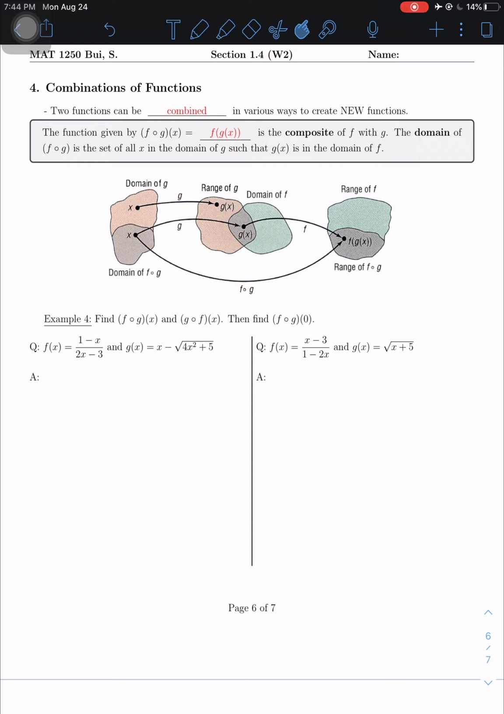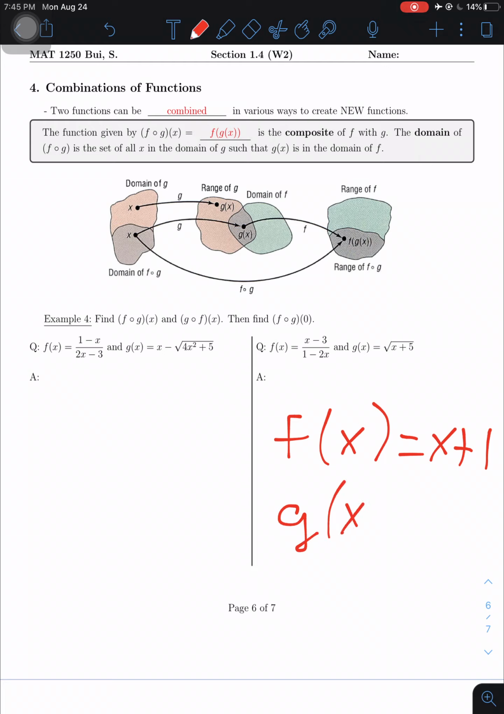Two functions can be combined in various ways to create new functions. For example, if I give you the first function, say something easy like, I don't know, x plus 1. And the second function, if I want to call it g of x, because again, these are just names, right? You can call it a of x, b of x, c of x, whatever letter is your favorite. And the second function, let me do x squared. Okay.